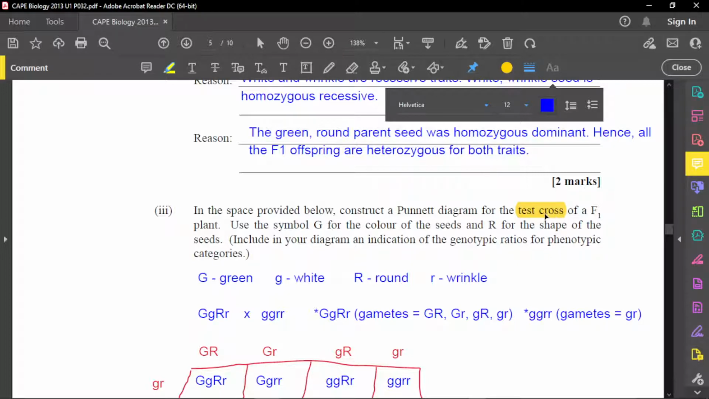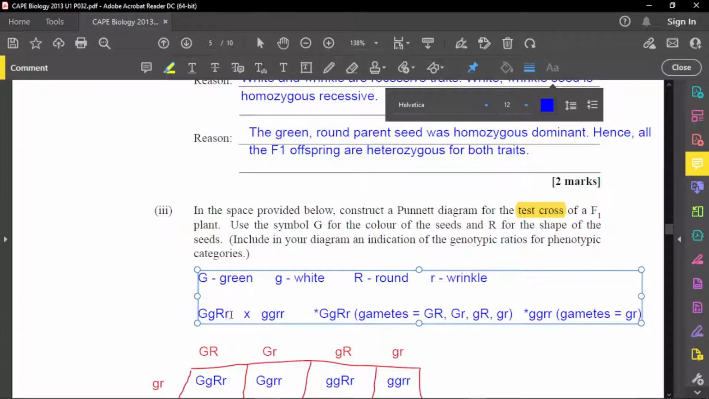So again, to do the test cross, you must use a homozygous recessive parent to cross with whatever you're testing. All right? And so let's say they didn't know what F1 were, but based on what we got above, we know all F1 are heterozygous. Now, what I did is break down the question a little bit further by saying that uppercase G is green because you know that green is dominant. Small g is white because white is recessive. Uppercase R is round because round was dominant. And small r is wrinkled because we know that wrinkled is recessive.